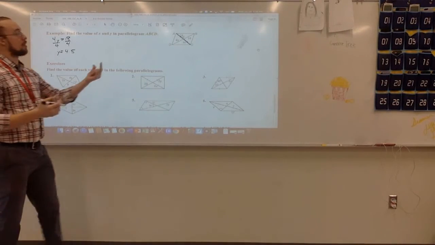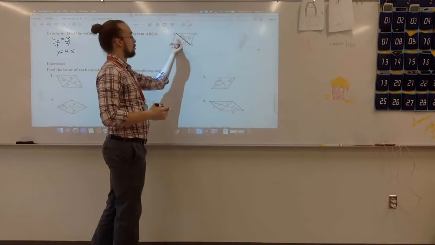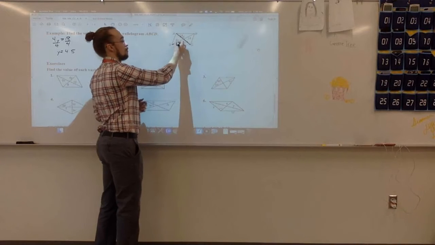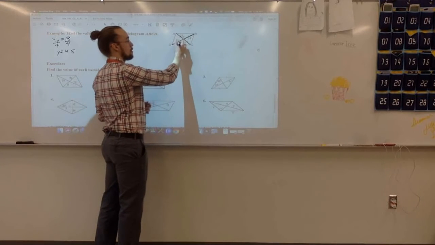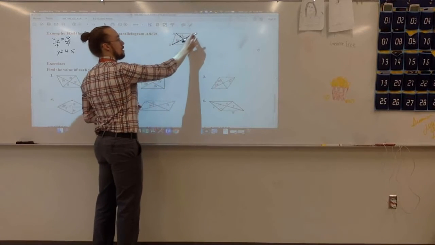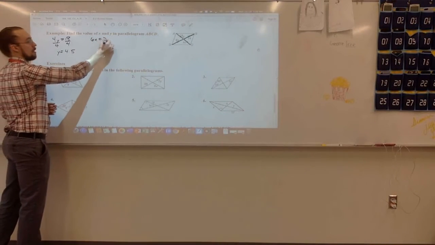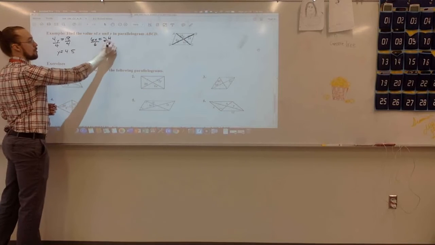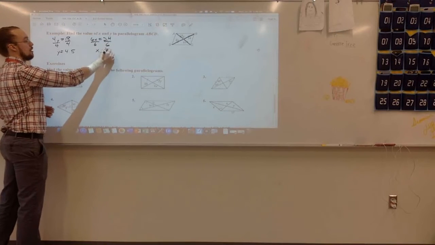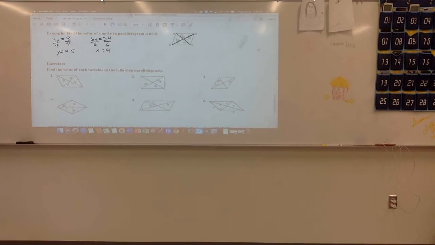Do the same thing then for the other diagonal. Those two halves will be equal to each other. So I can say 6x equals 24. And again, all we would need to do to solve for x here is divide by 6. We'll get x equals 4. Okay. Questions?